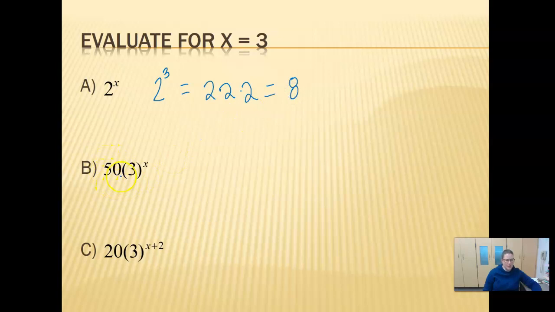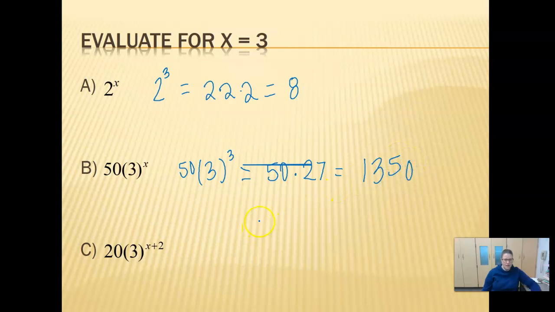But we have to be really careful when there's a number in front of the parentheses. Our order of operations tells us that we need to do the exponent before we multiply by the 50, so we need to multiply out 3 times 3 times 3 first. So this would be 50 times 3 cubed, which is 27, and then I can multiply the 50 and 27 together. Be careful not to multiply 50 times 3 first before you apply the exponent, because that's going to give you a different answer and one that is not correct.